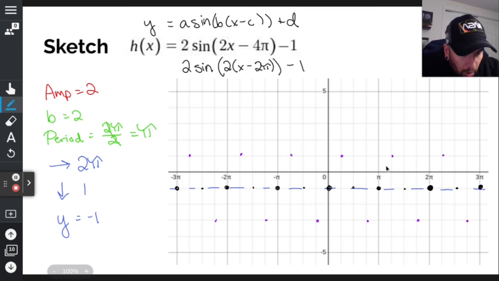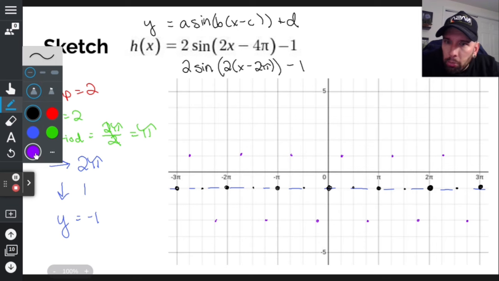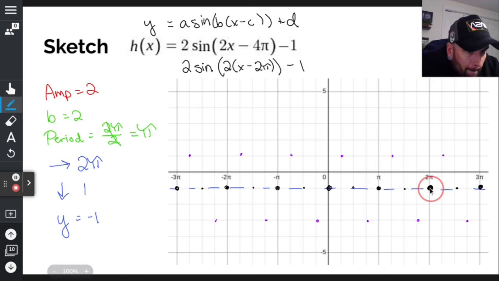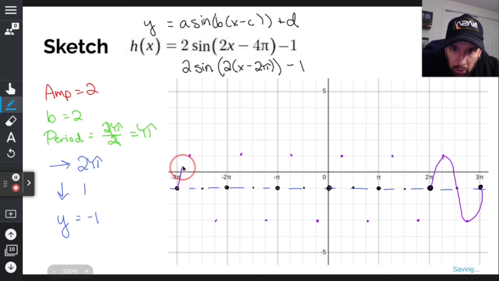Time to draw this puppy out. So I start out here. Let's get a different color. Looks so pretty, by the way. Goes up, comes down. Goes down, comes up, and repeat. So let me do this over here because I'm not good at going right to left.